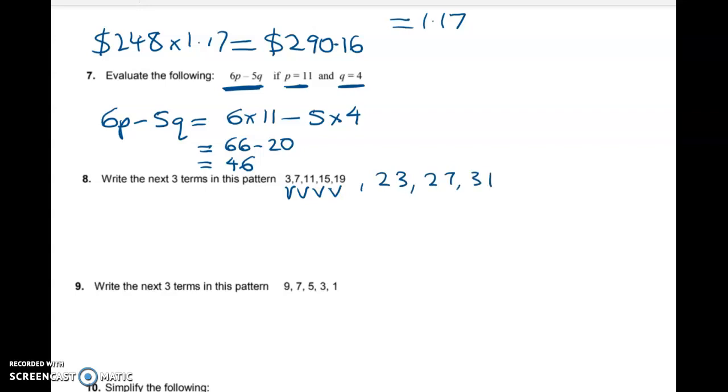Now, for most of you watching this, I want you also to think about how you could write the rule for that pattern and how you could graph the rule for that pattern. And the same thing for the next one. So just have a think about that, and you might want to do that in your book.